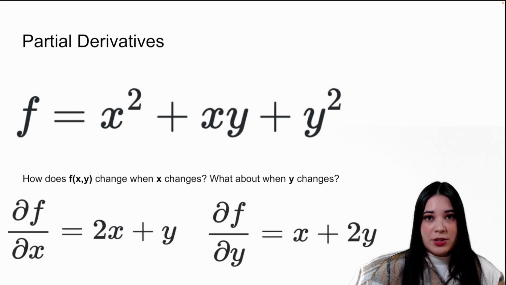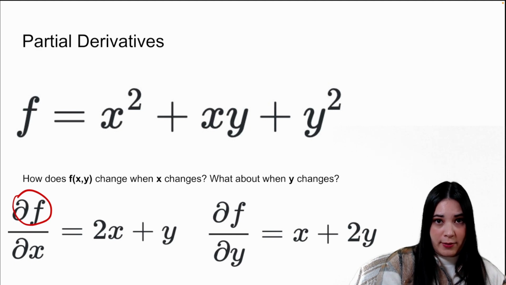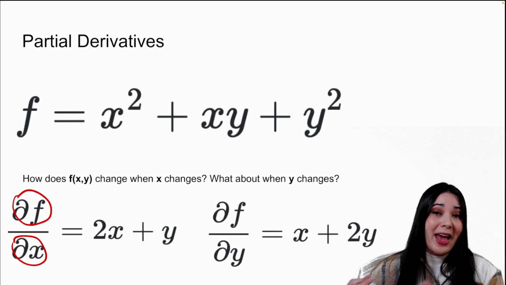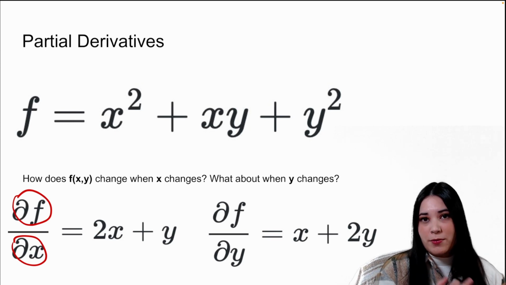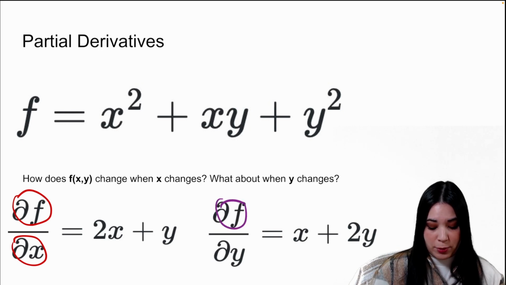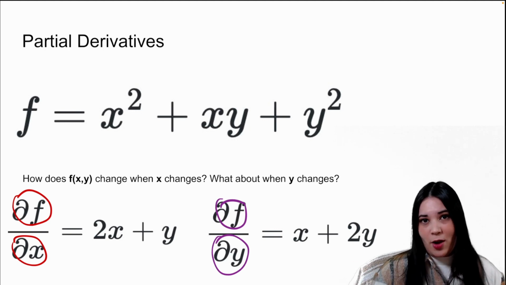Now, I don't expect you to calculate partial derivatives by hand, but I've calculated them for you here, and you can see that this partial derivative of f with respect to x tells us, if we hold y constant, how does changing x affect the output of the function f? And this derivative here, the partial derivative of f with respect to y, tells us, holding x constant, how does changing y affect the output of f?